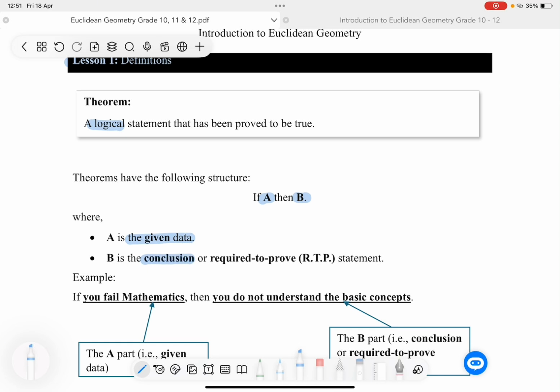Sometimes we call the B part the required to prove (RTP) statement, because it's the part that we'll have to prove. Remember, we said here that a theorem has to be proved to be true. So the B part is what we'll have to prove, but the A part is what we begin with, is what we know.